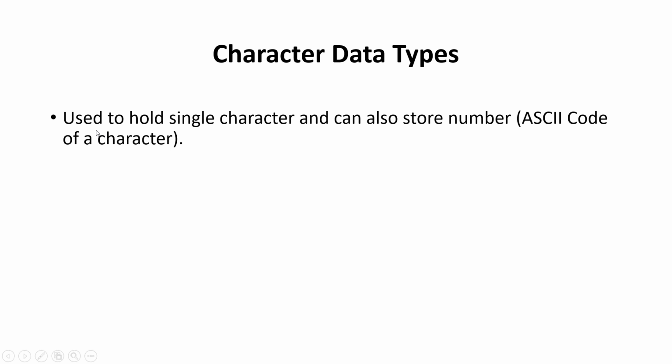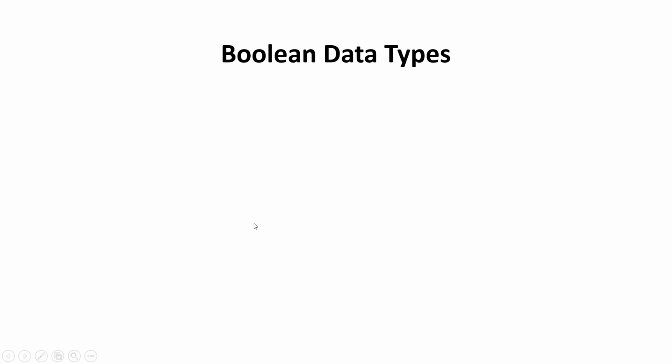Character data type. It is used to hold a single character and can also store the number or ASCII code of a character. You can also save a number, a digit, or an alphabet in the character data type. Character data type takes only 1 byte of memory.